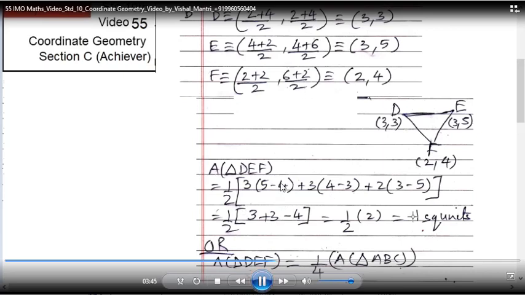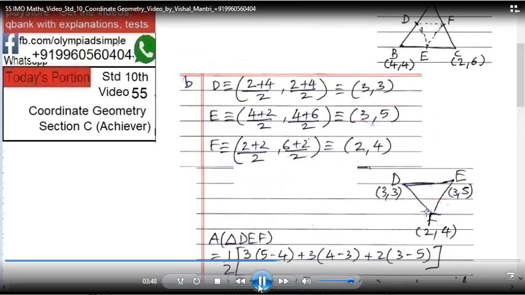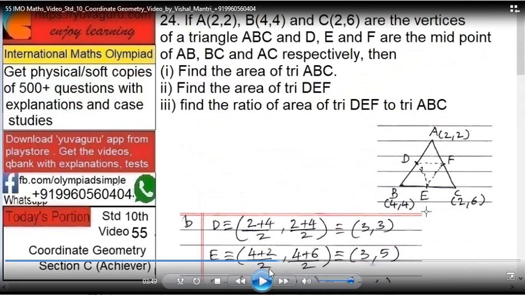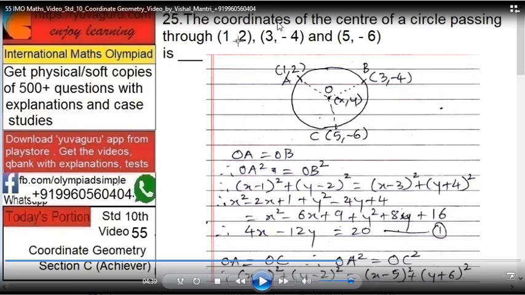Now third question was, the coordinates of a center of a circle passing through 1, 2, 3, minus 4 and 5, minus 6 are. So basically this circle passes through these 3 points and you have to find out the coordinates. Okay. What is the basic rule of circle? A radius is always equal, right? So OA equals to OB equals to OC.